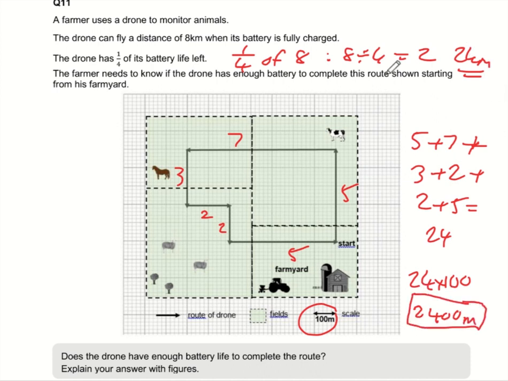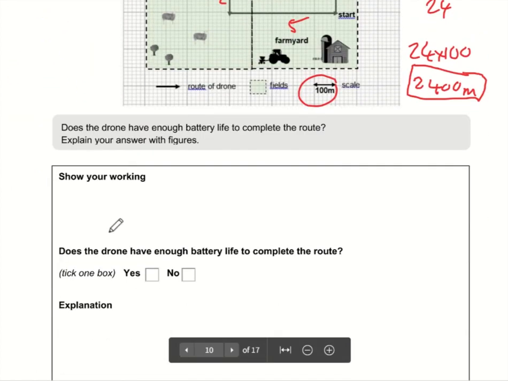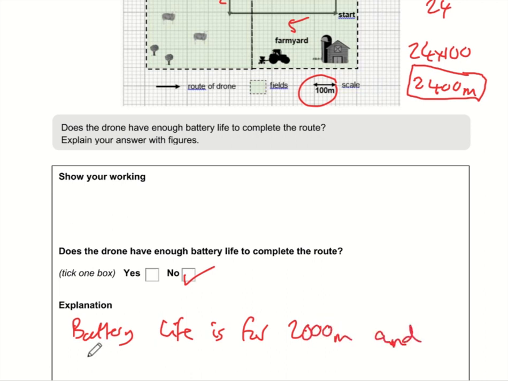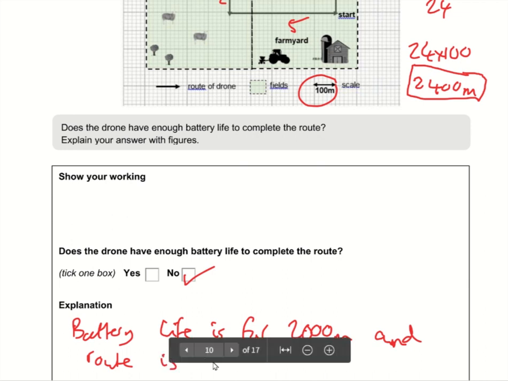He's only got enough battery life for 2 kilometers. So remember that 1 kilometer is 1,000 meters. So 2 kilometers is 2,000 meters. He's got battery life for 2,000. He needs to do 2,400. So does the drone have enough battery life to complete the route? The answer is no. Battery life is for 2,000 meters, and the route is 2,400 meters.